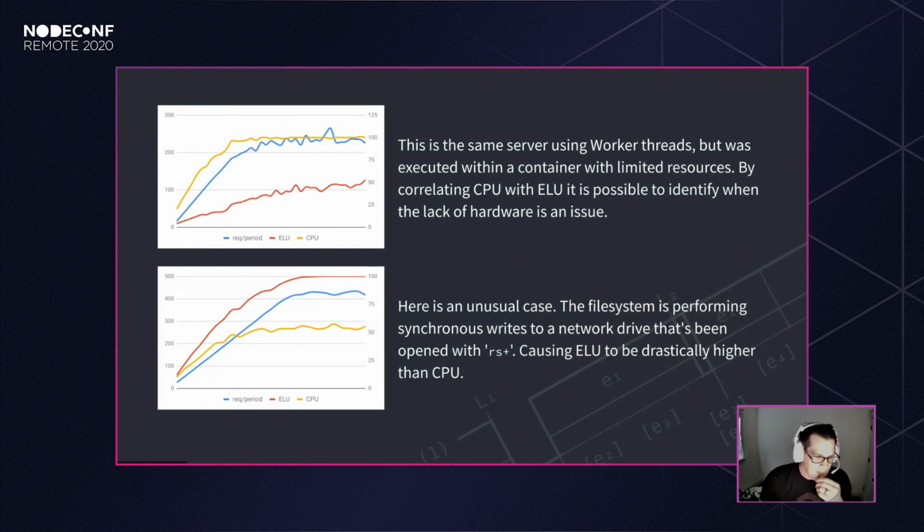Likewise, at the bottom, in this scenario, the file system is writing synchronously to a network drive, and as you can see, CPU is actually substantially lower than the ELU, meaning a lot of time is spent blocked or idle, but since it blocks the event loop from proceeding to process other events, it is considered not idle time.